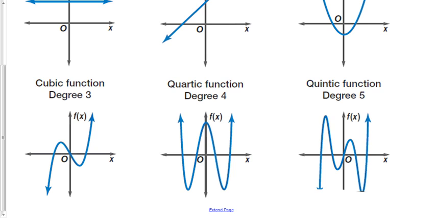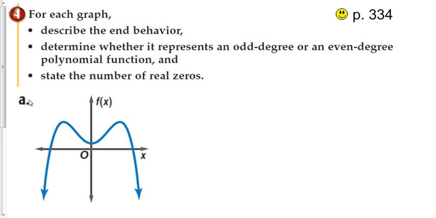Okay, so let's give it a try here in these few examples that I have left. So for each graph, we want to describe the end behavior, determine whether it represents an odd or an even degree polynomial function, and state the number of real zeros. Okay, so what does it mean by describing the end behavior? Well, you're going to write 2 sentences, and I'll show you how to structure them. Okay, you can also read about this on page 334 in your textbook.